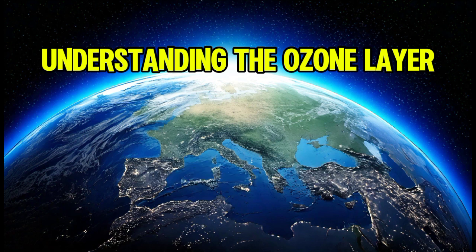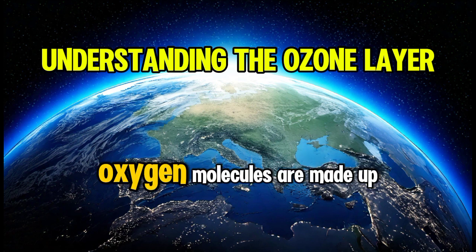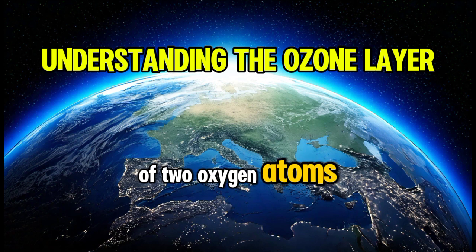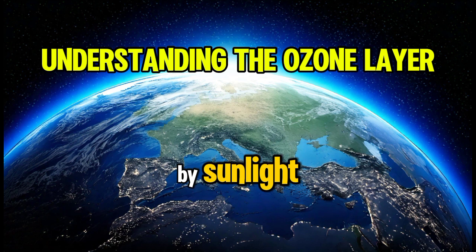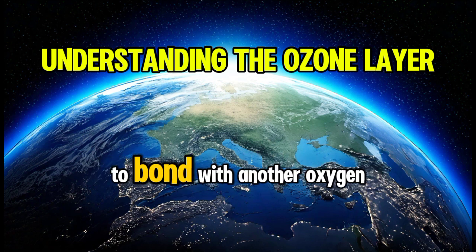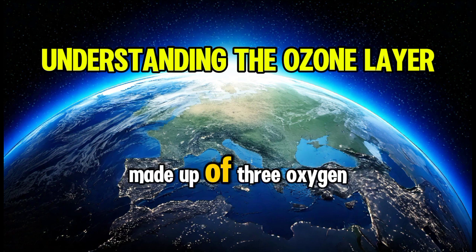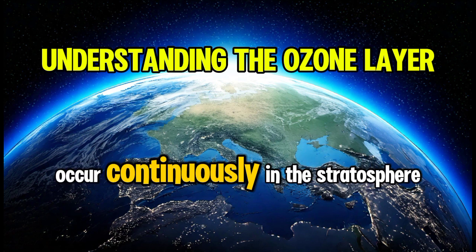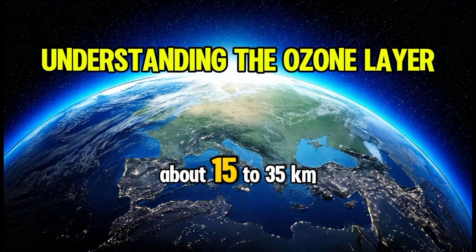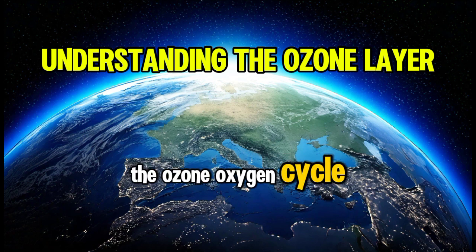The story of ozone starts with oxygen, one of the most abundant and crucial elements in Earth's atmosphere. Oxygen molecules are made up of two oxygen atoms, and under certain conditions, these molecules are broken apart by sunlight, allowing each free oxygen atom to bond with another oxygen molecule. This forms ozone, a molecule made up of three oxygen atoms. The creation and destruction of ozone occur continuously in the stratosphere, about 15 to 35 kilometers above Earth's surface, in what is known as the ozone-oxygen cycle.